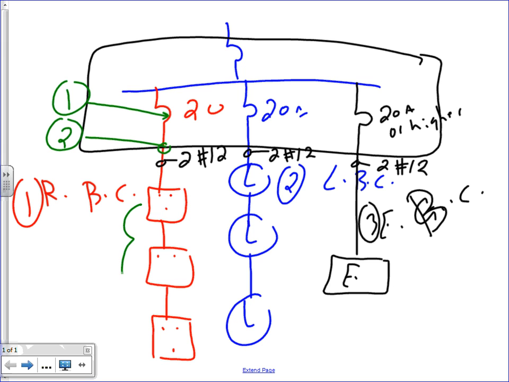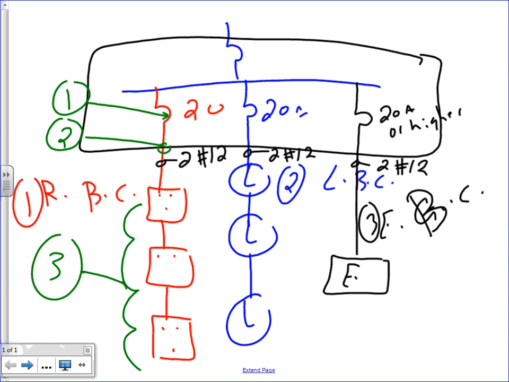And number 3 is how many of these we can put in them. Right? How many receptacles can I put on a 20 amp circuit? How many lights can I put on a 20 amp circuit? Cool. How many pieces of equipment can I put on a 20 amp circuit? What are the rules of thumb for engineers? What's the best practice for doing that? Cool. Does that make sense? Any comments, guys, about these branch circuits?